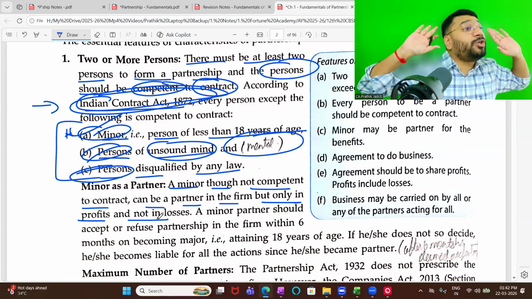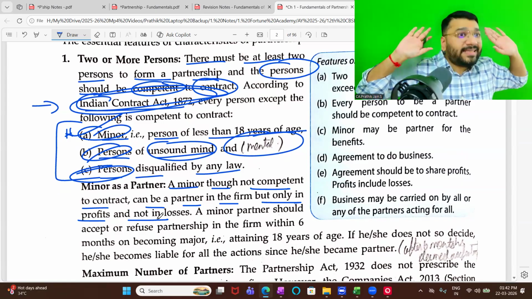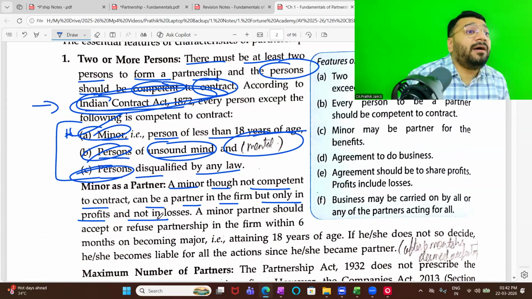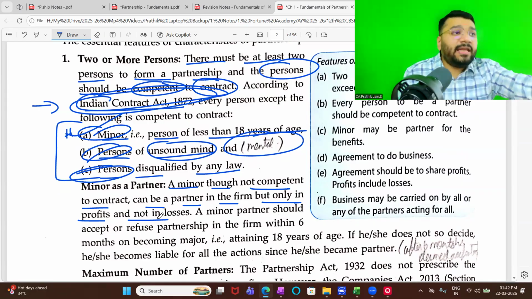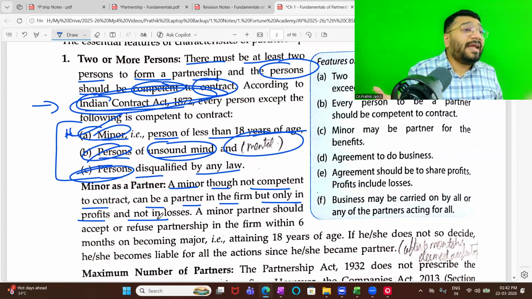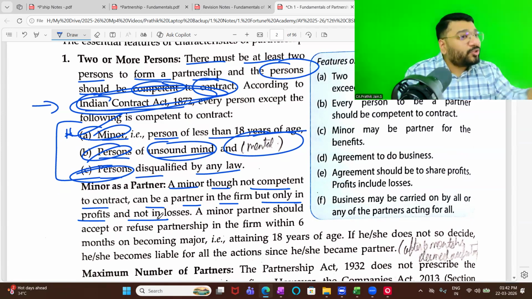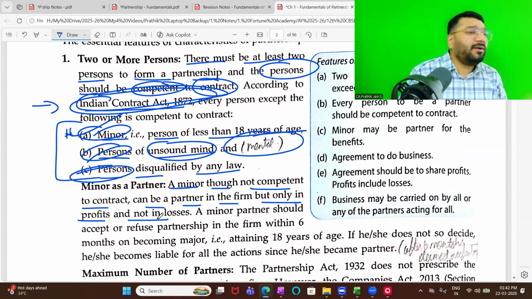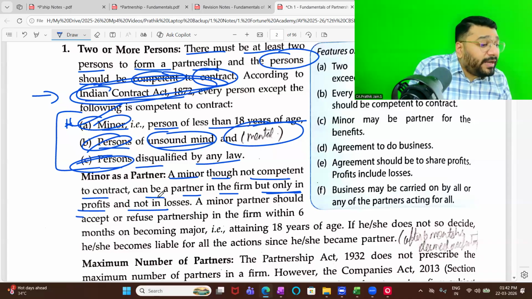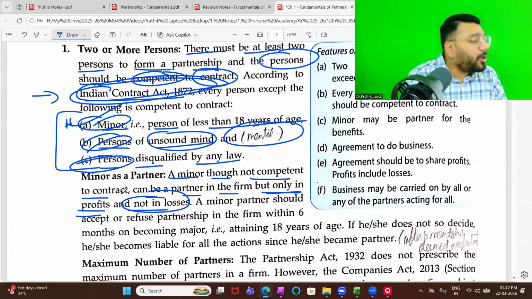Only a person who has attained majority, meaning more than 18 years of age, a major person, will bear the losses. A minor cannot bear the losses. You will not put the losses on the head of a minor. So in my business, if there is a loss, will I ask Supreet to bear it? I will ask, but will he bear it? No. And the law will support whom? Me or Supreet? Supreet, because Supreet is a minor. Got it, not got it? So a minor, though not competent to contract, can be a partner in the firm, but only in profit and not in losses. Clear or not clear?